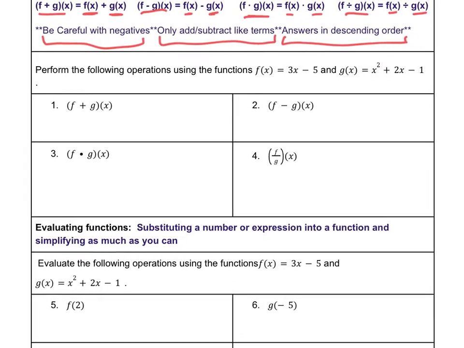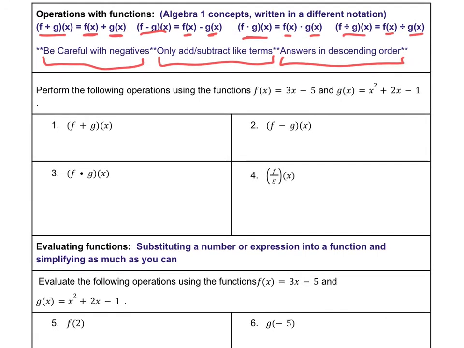So, first off, perform the following operations using the functions here. So f of x is 3x minus 5. Okay, and g of x is x squared plus 2x minus 1. So first off, I have adding the 2. Okay, so f plus g of x is just going to be as that notation is written up here. So I'm going to do f of x, which is 3x minus 5, and I'm adding g of x. Okay, now I've just got to combine like terms to simplify and write it in descending order.